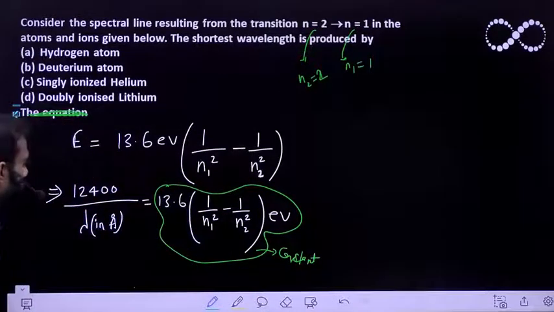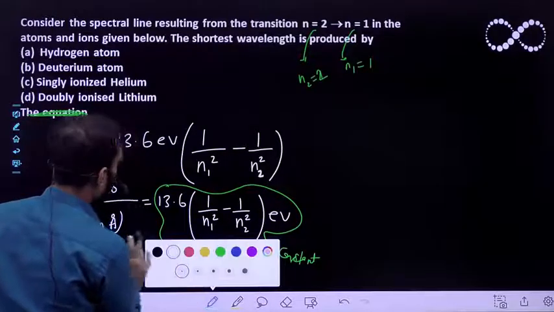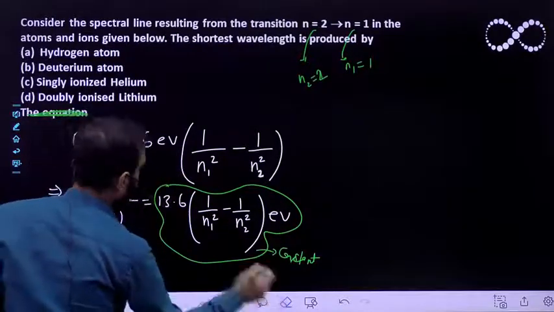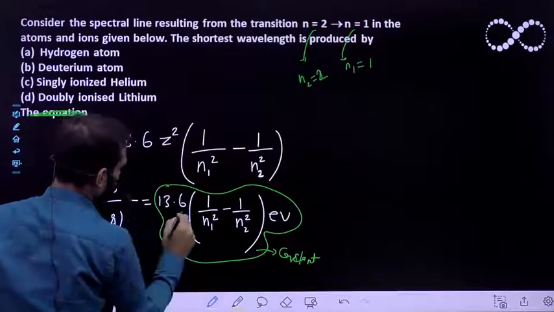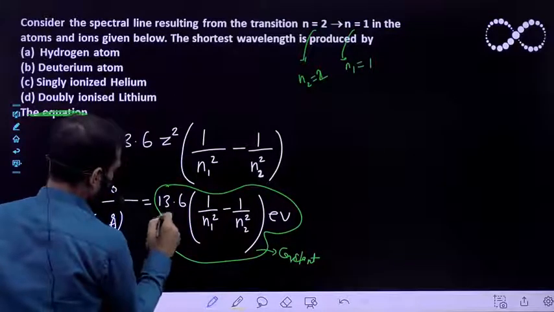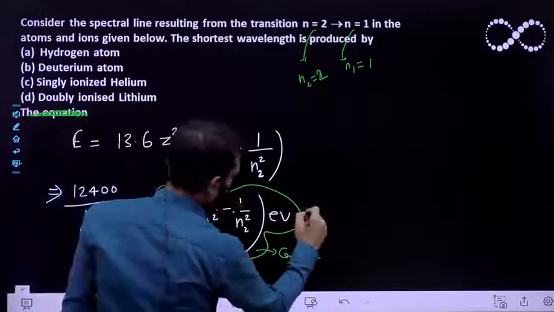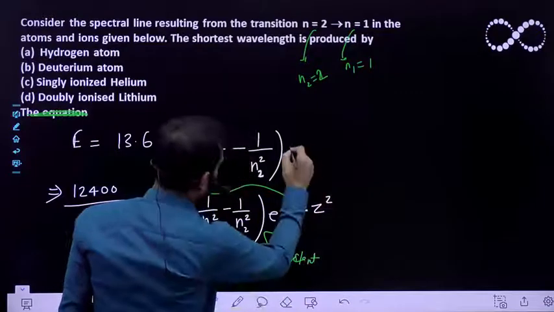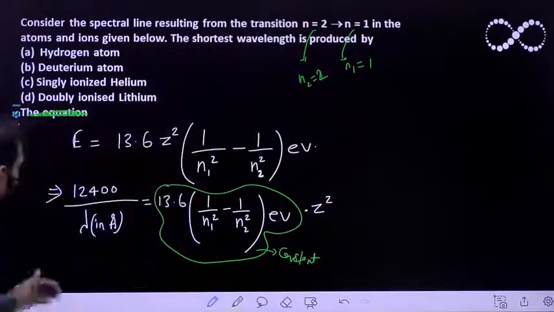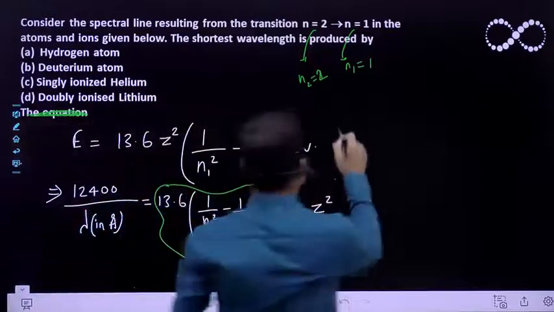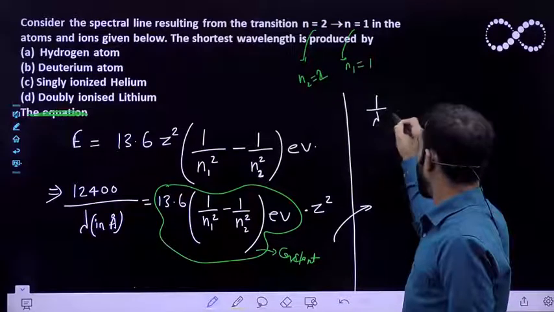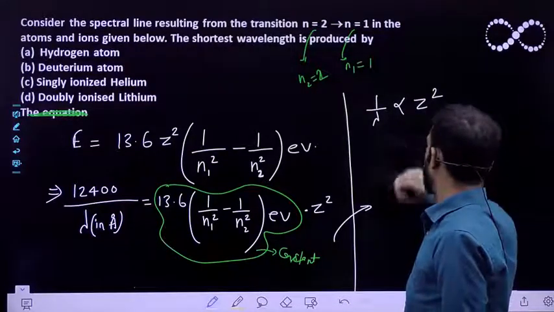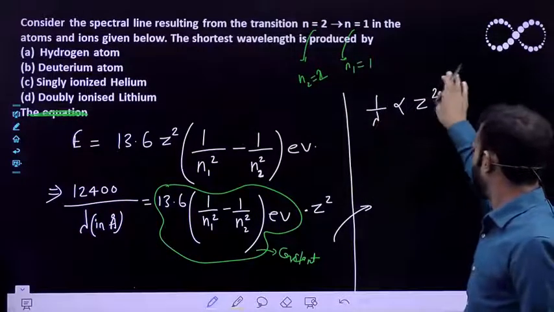In this formula it is more appropriate to write 13.6 Z square electron volt. This part becomes constant, and Z square you can write here. So from this formula I can say this entire part will become constant, and 1 upon lambda is directly proportional to Z square. So lambda is inversely proportional to Z square.